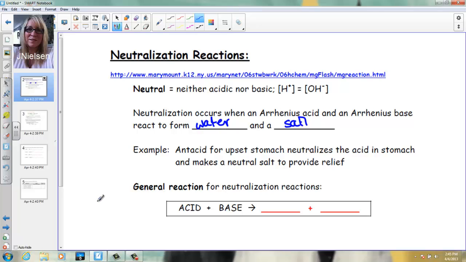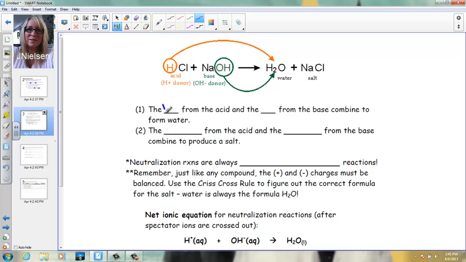Antacid for upset stomach neutralizes the acid in the stomach and makes it neutral, and it provides a salt for relief. The general reaction for neutralization reactions is acid plus base yields salt plus water. We've been working on these already for the last couple of days, so this should be really easy and almost a review. The H+ from the acid and the OH- from the base combine to form water. The Cl- from the acid and the Na+ from the base in this example combine to form a salt.